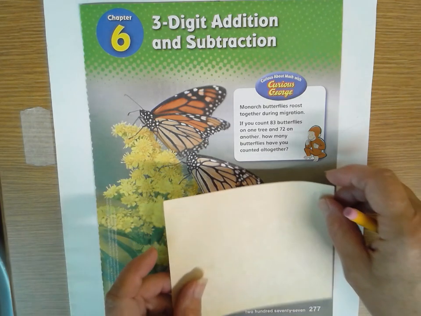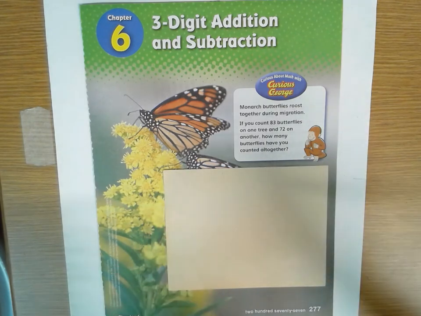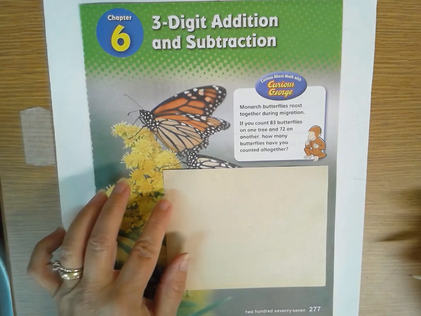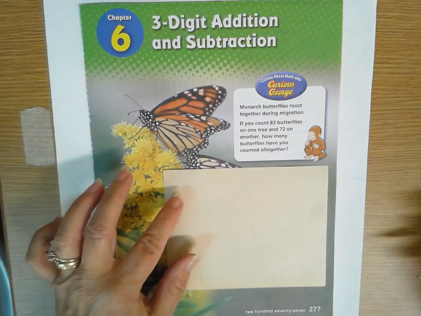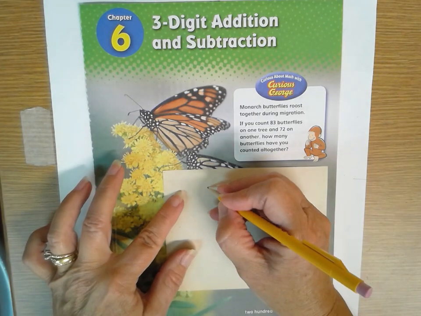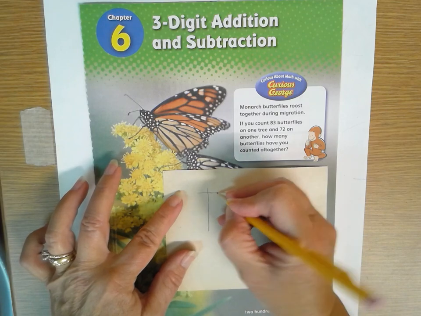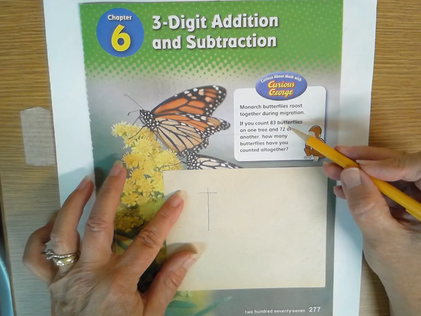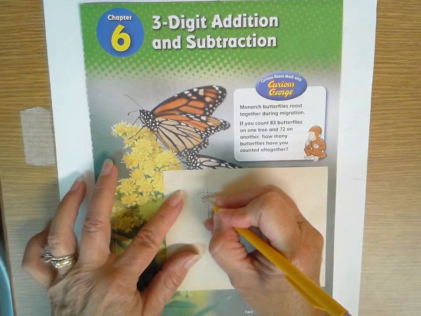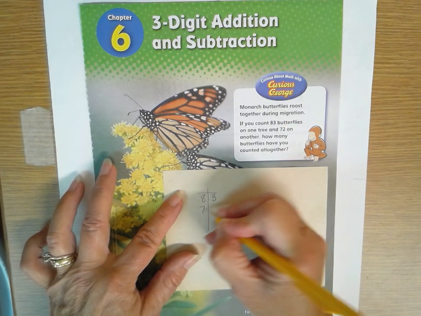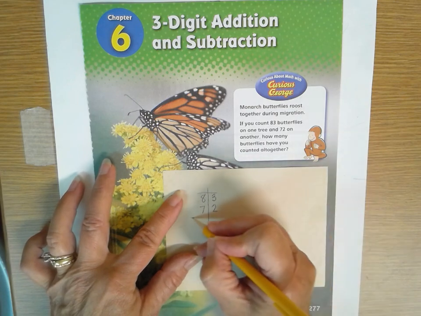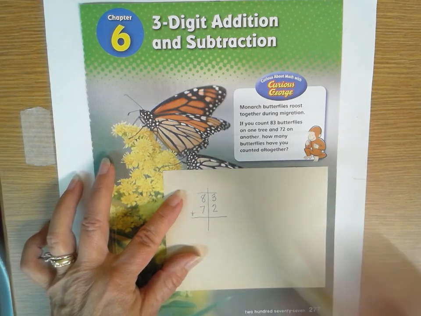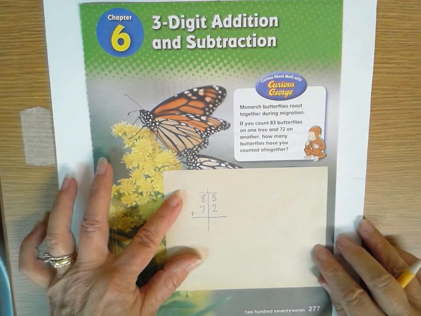Because they're asking us for all together, they're asking for a total. I've just got a piece of scrap paper here that I can do this problem on. So we've learned that we can make a T, and if we want a total here, we're going to add 83 and 72. So 83, 72. Draw the line. We also know that we need to go to the ones first.